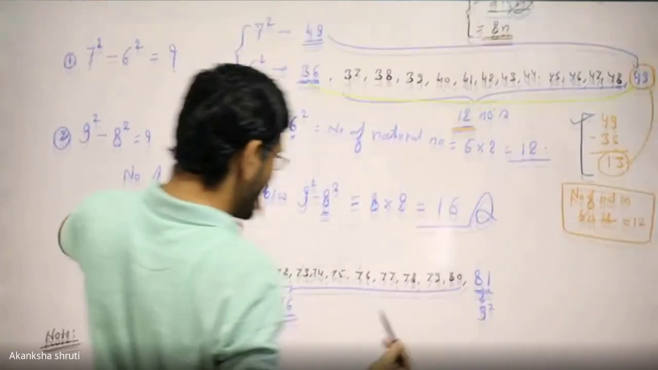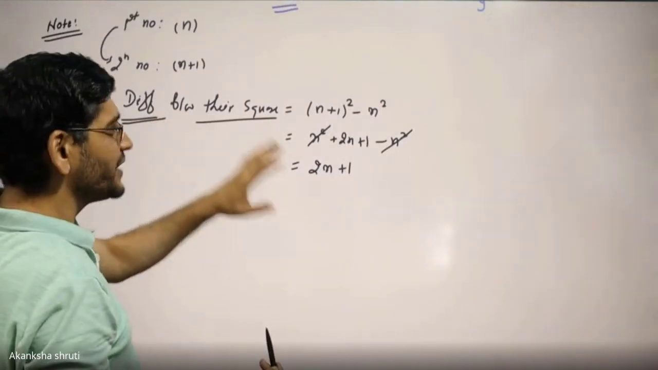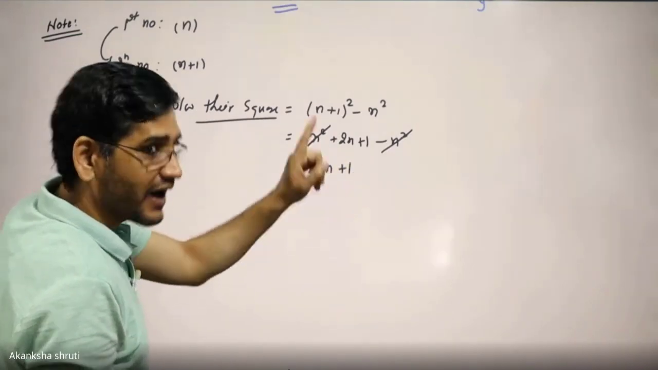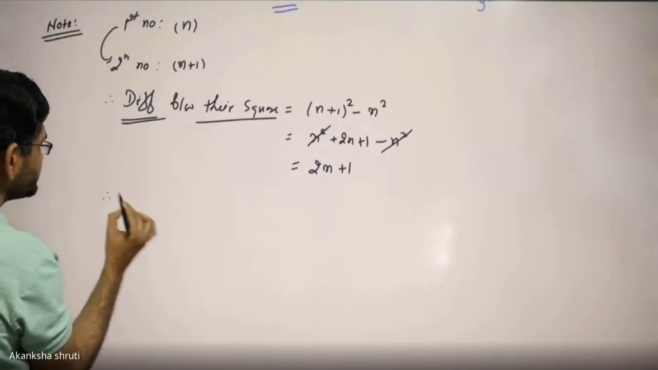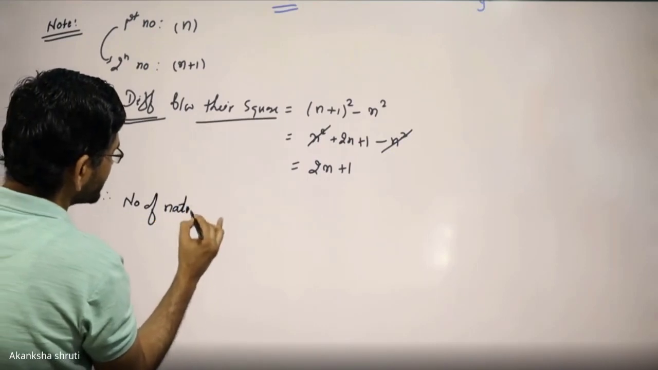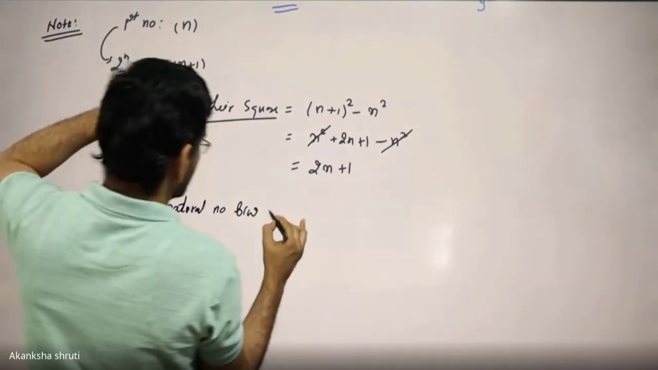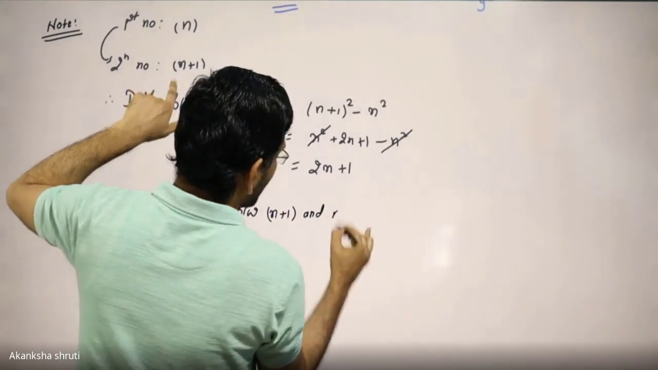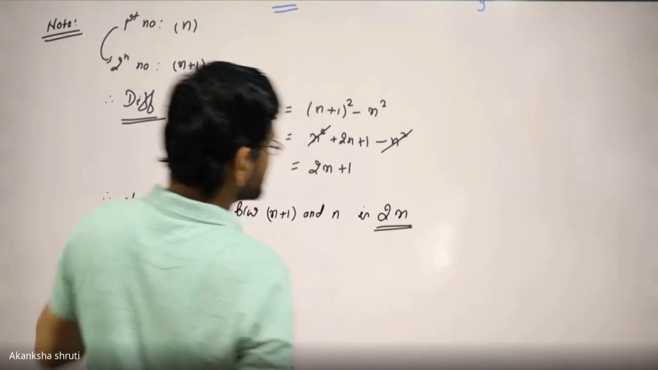Okay, but if we are interested in getting how many numbers are between them, for that, the last number has to be excluded. So therefore, the number of natural numbers between n plus 1 squared and n squared is twice of n. Students, this thing we have to keep in mind.